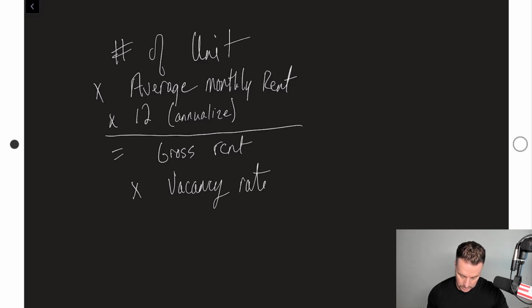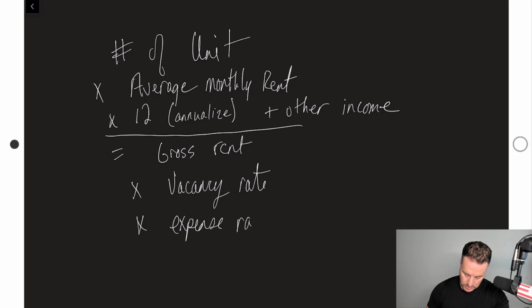And then, oops, I forgot one right here, sorry. We're going to add in other income. See, I'm not perfect. All right, so equals gross rents times vacancy rate. And then we're going to times this by our expense ratio. And this will equal NOI.